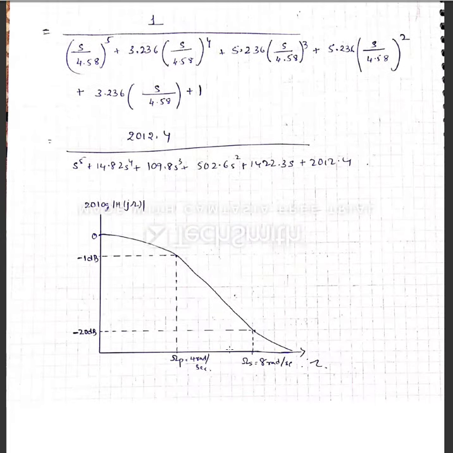So this is how it looks. Omega p is 4 radian per second, omega s is 8 radian per second. So this is your As, this is your Ap. Again, see, it is minus here. As and Ap have to be in minus only, since it is an attenuation that you have here. Hope it is understood. If you have any confusion, you can ask.